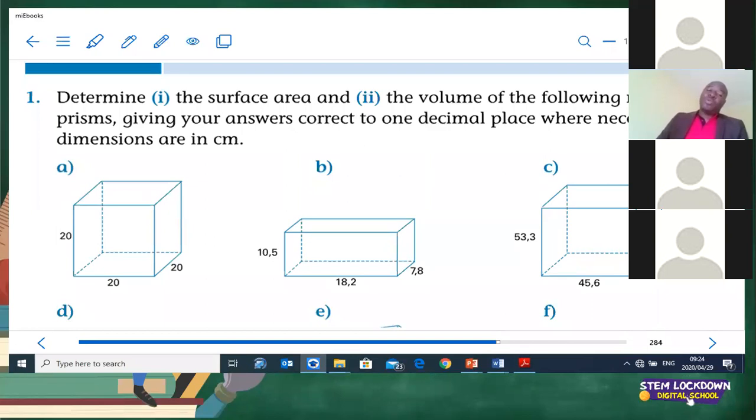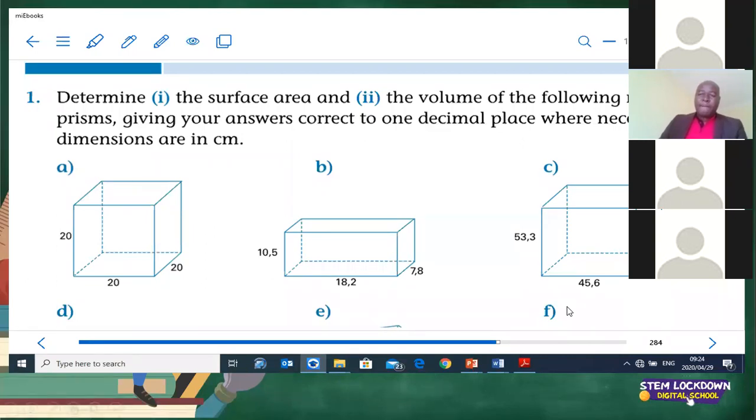Now let us go to B, where we must find the surface area of this 3D object. Now, what is the difference between this object here and this one? Maybe you can tell me the difference. Do you spot the difference between this rectangular prism and this other rectangular prism? Two of these. What is the difference?